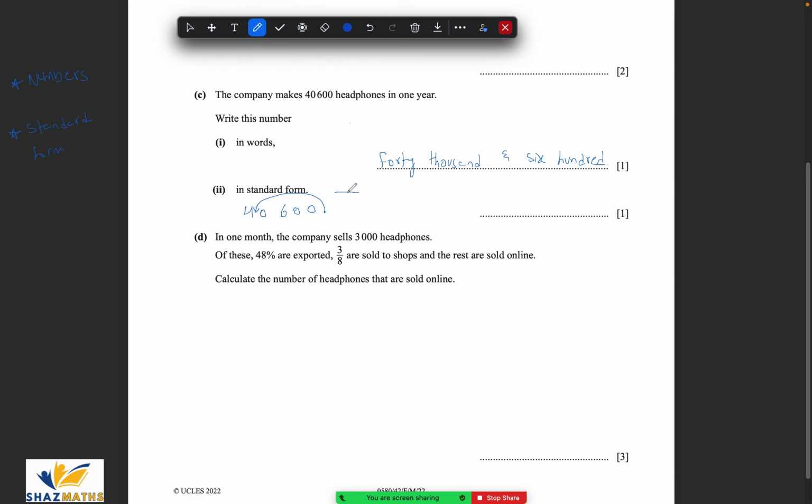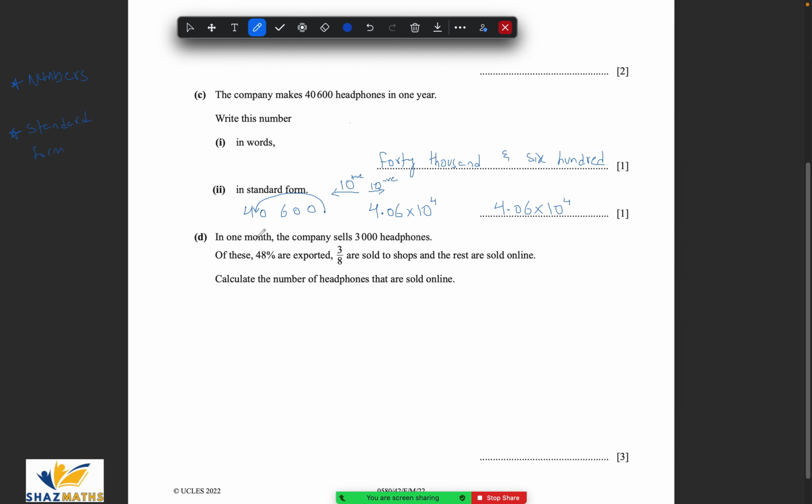So whenever we are moving towards the left side, the power of the 10 would increase. Whenever you move the decimal towards the left side, you have to increase the power of the 10 by that number. If you're moving towards the right side, then the power of the 10 will be decreased by 1 unit. So right now, again, we are moving 1, 2, 3, 4 units. So it's going to be 4.06 times 10 to the power of 4. So that is the final answer in standard form.